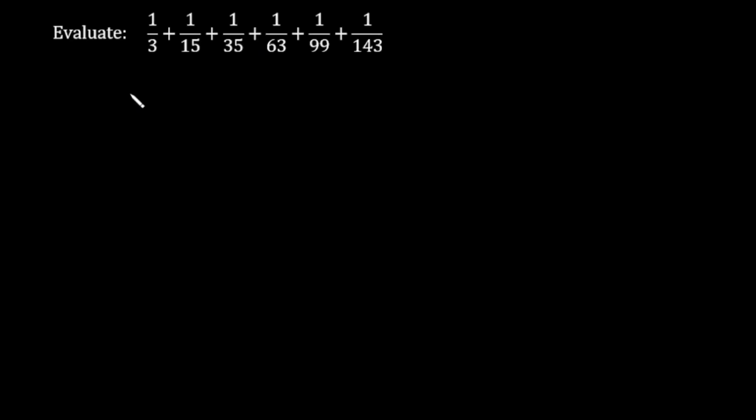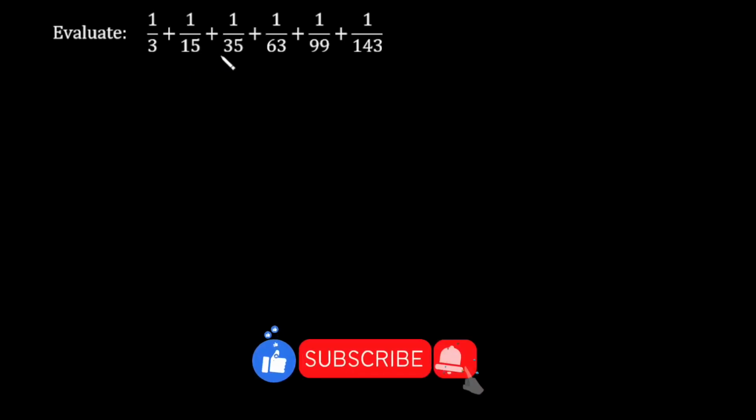Hello everyone. In this lecture, we are going to solve this given expression. Our expression is 1 over 3 plus 1 over 15 plus 1 over 35 plus 1 over 63 plus 1 over 99 plus 1 over 143. So this is called a telescopic series of a finite number of terms.